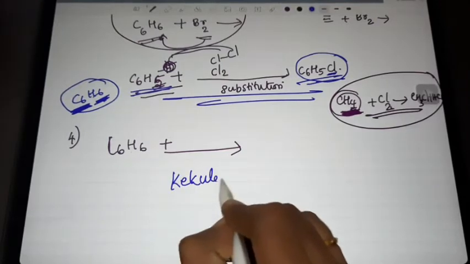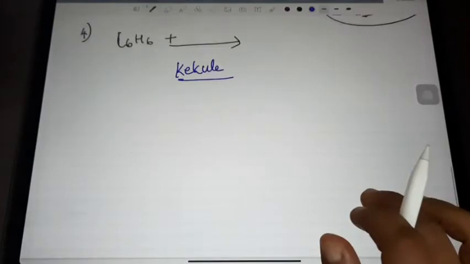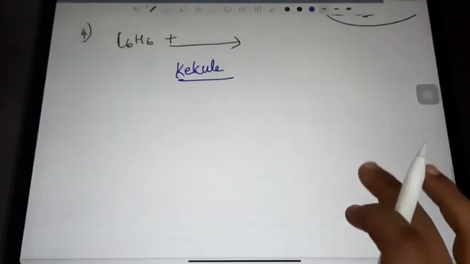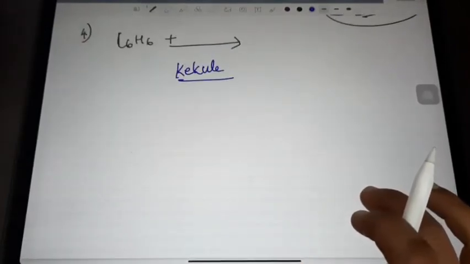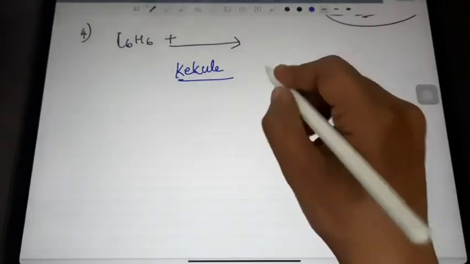Kekule, the scientist's name is Kekule. That's why Kekule proposed one structure for benzene. That structure we are calling the Kekule structure. His name is Kekule, in 1865.